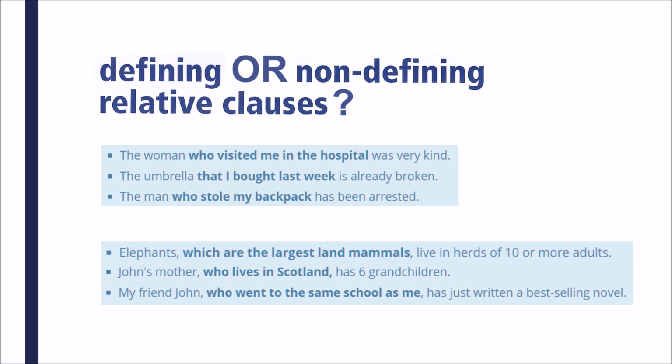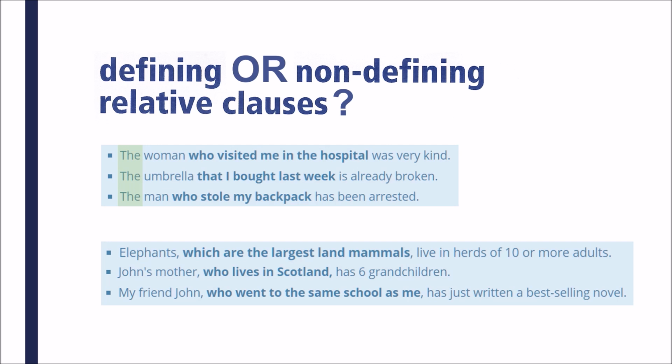Take a look at these two sets of examples. The first three sentences all have defining relative clauses. If you pay attention to the person or thing that is being defined, you would notice one shared quality, that is, they all begin with the. We know that the article the in English is used to refer to something specific.